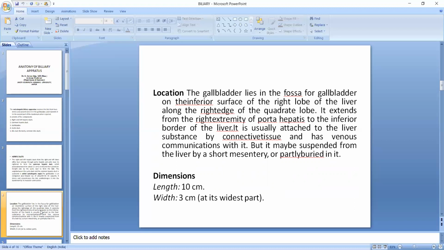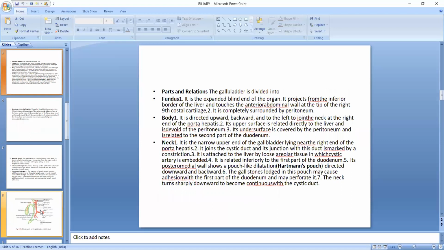It is usually attached to the liver substance by connective tissue and has venous communication with it, but it may be suspended from the liver by a short mesentery or partially buried in it. Dimensions: length is 10 centimeters and width is 3 centimeters, and the widest part is where the width is 3 centimeters.